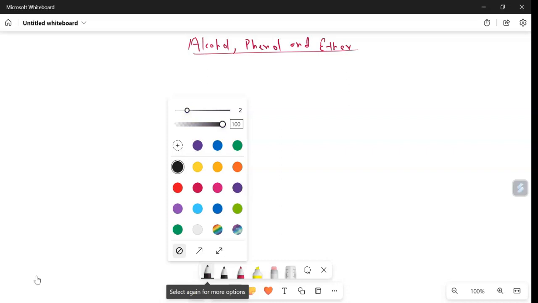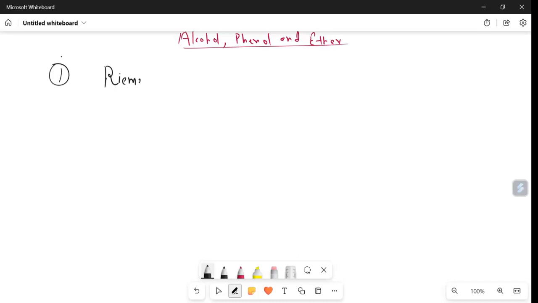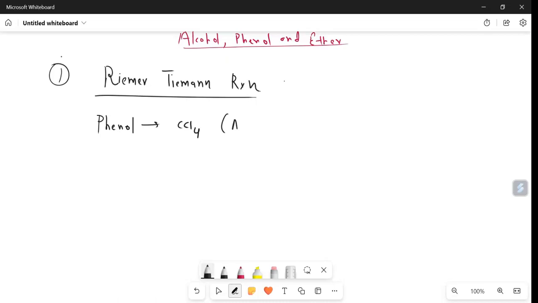Let's start. The first reaction which we are going to discuss today is known as the Reimer-Tiemann reaction. You can write it down with me. It is a very famous name reaction. What is this reaction all about? Phenol is treated with chloroform, CHCl3, in alkali solution.